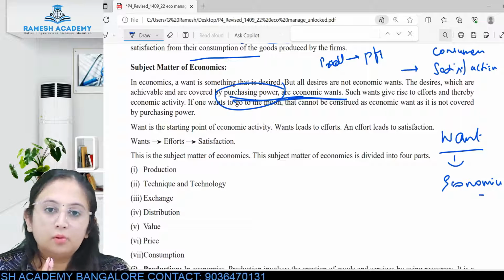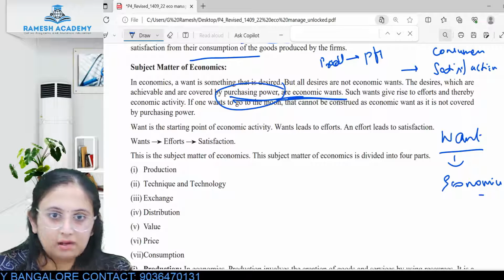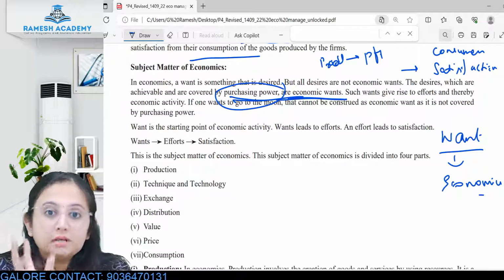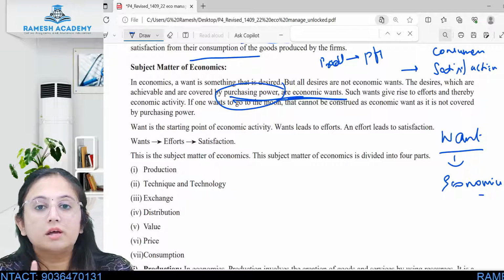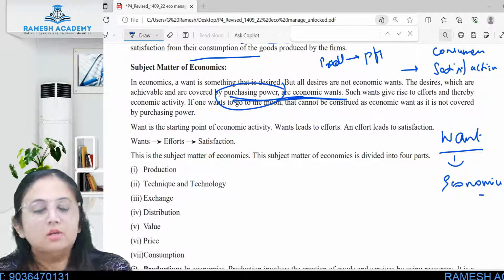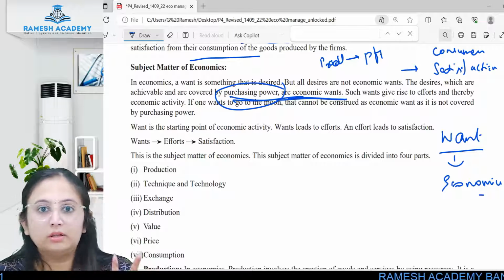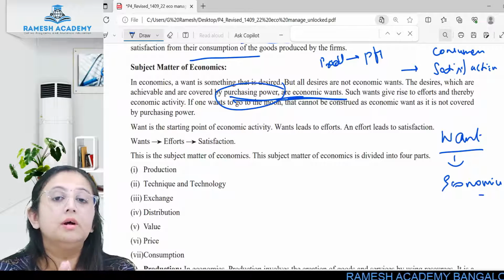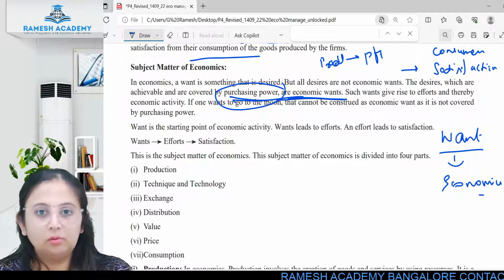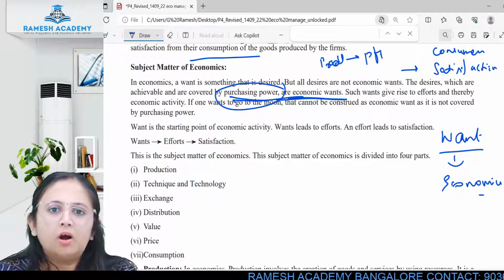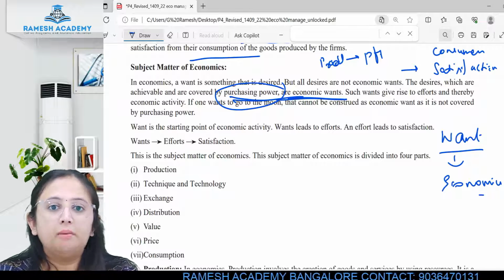Only the wants which are achievable are considered, that means you have the desire and you have the purchasing power also. If you want, you can do it. So those kinds of wants are the only wants in economics. Something which you yourself doubt that you can do will not be considered a want in economics, like going to space or the moon, or like one day I want to become like Ambani.